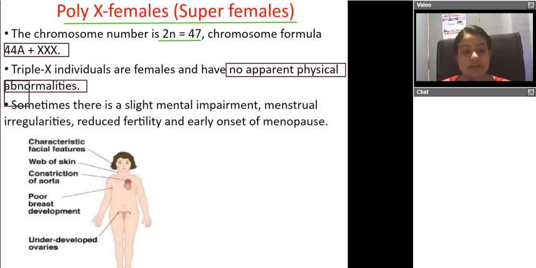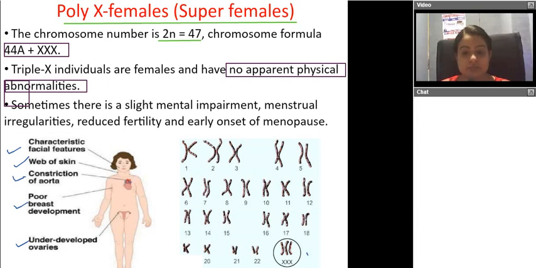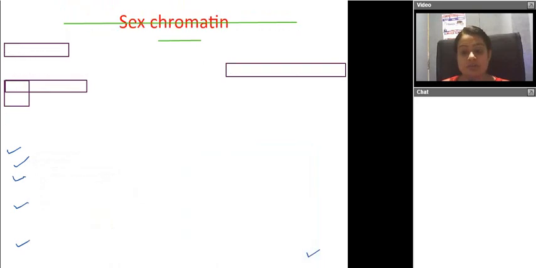Their characteristics include strange facial features, webbing of skin, constriction of aorta, poor breast development, and underdeveloped rudimentary ovaries. It is seen due to XXX, that is one extra X chromosome, in chromosome number 23.